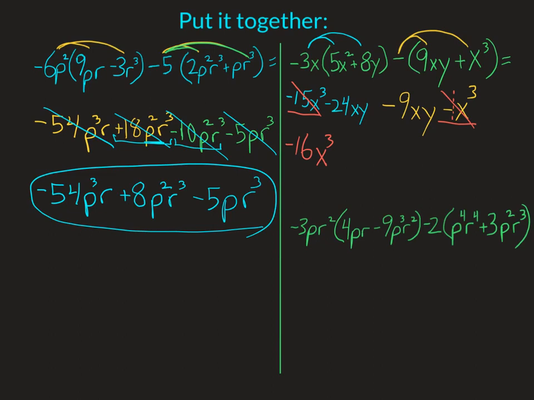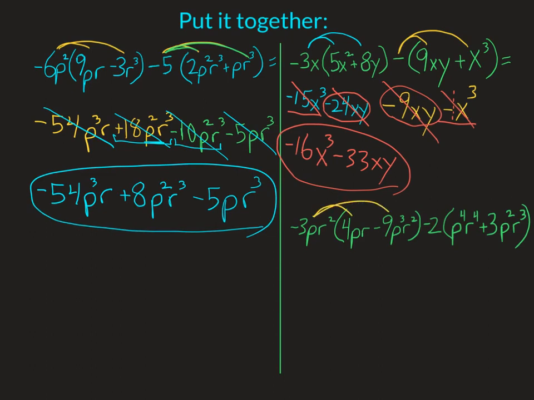And we've got some xy's. Right there and right there. And that's bad guys and bad guys, so negative 33xy. And then those guys disappear. It's in standard form, so you're good to go. Last one. Let's knock this out. Distributing. That's supposed to be a negative.